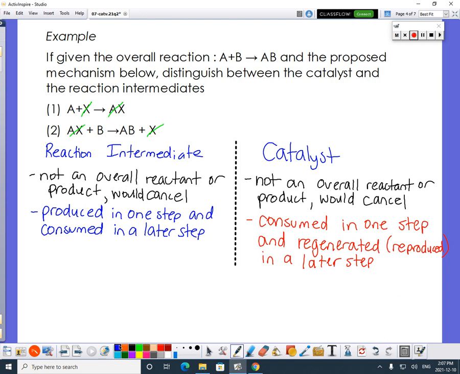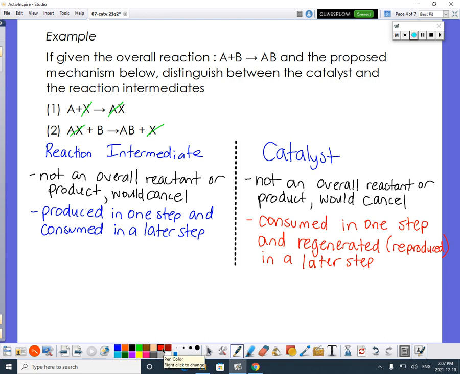X is first. So here it's being used up, but then down here it gets reproduced. So the catalyst gets regenerated. Why is that important? Because you want it to be able to be reused. Imagine every combustion reaction occurring in your car. If you then had to go get a new catalytic converter, that would be insane, right? So we want the catalyst to be regenerated.